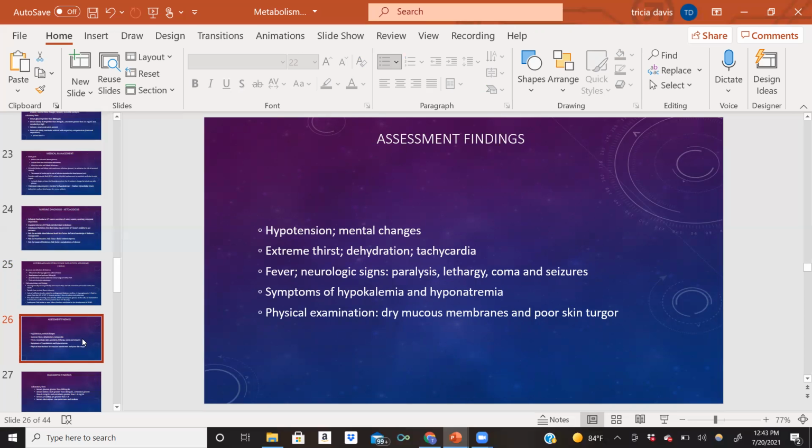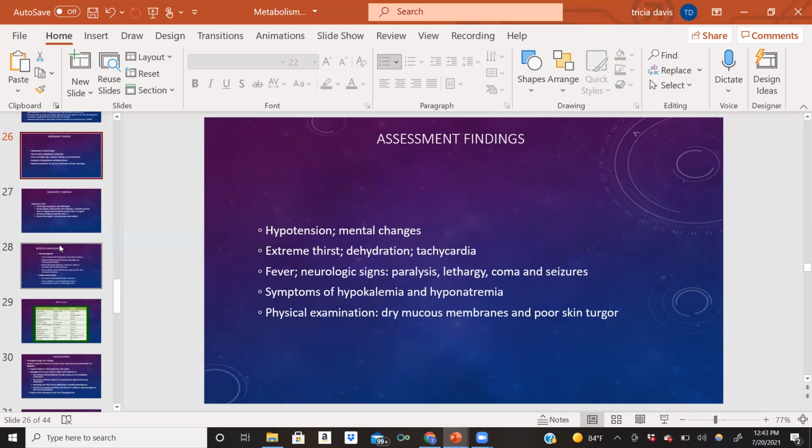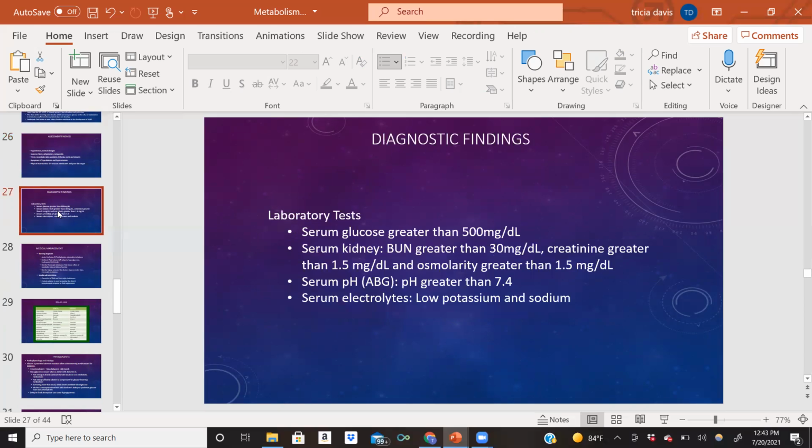Physical examination, we're going to see poor skin turgor and dry mucous membranes. These patients are dehydrated. Diagnostic findings, we're going to look at those serum glucose levels. We would expect them to be greater than 500. We're going to be looking at our BUN and our creatinine. So our BUN elevated, greater than 300, creatinine greater than 1.5.